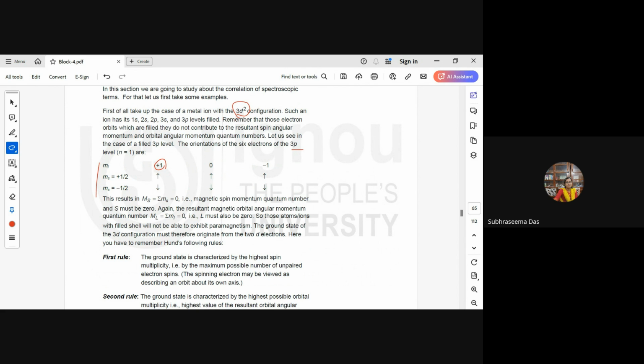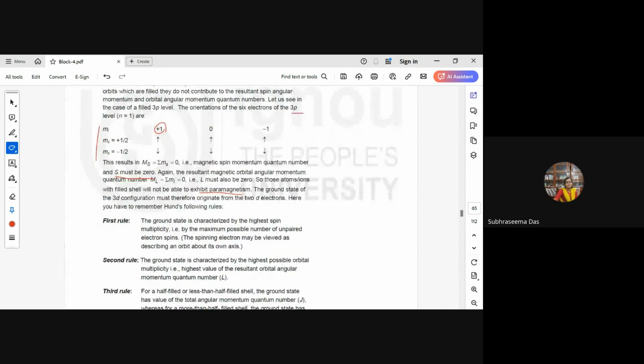Looking at this result, we find sigma ms is equal to 0. That is the magnetic spin quantum number, and S must be 0. Again, looking at the resultant orbital quantum number, that is capital L, it must be 0. Since these atoms or ions contain filled shells, they will not be able to show paramagnetism. Therefore, the ground state of the 3d electron configuration must come from the 2d electrons.